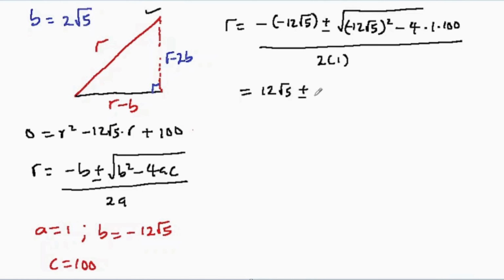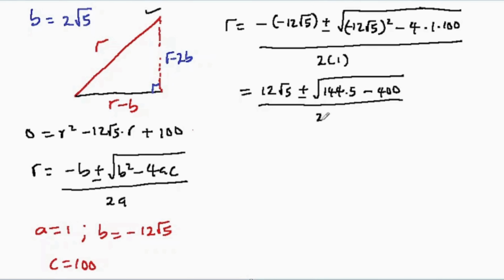Plus or minus the square root, and this should extend up to this point. So negative 12 root 5 squared: negative 12 squared should be 144, and root 5 squared is 5. So 144 times 5. Then negative 4 times 1 times 100, that is 400. Everything divided by 2 times 1, that's going to give us 2.